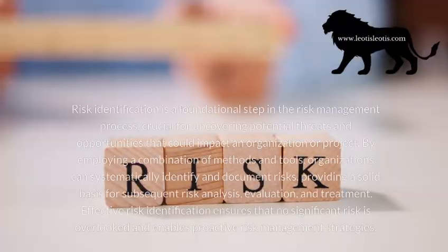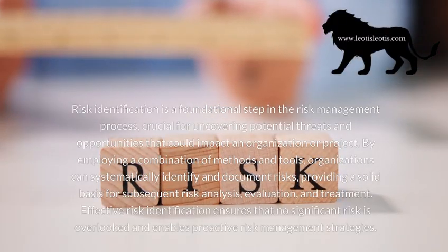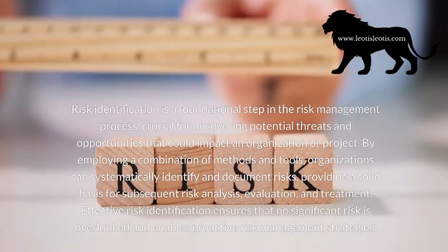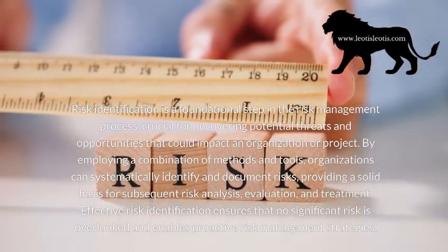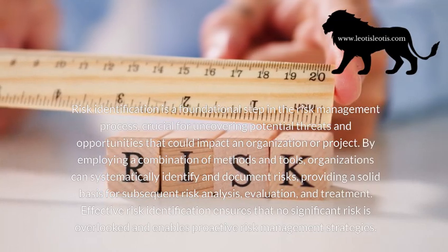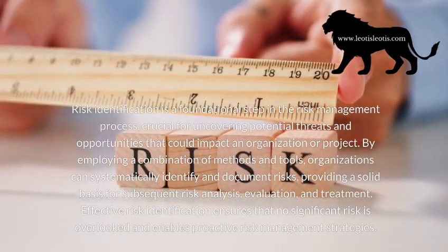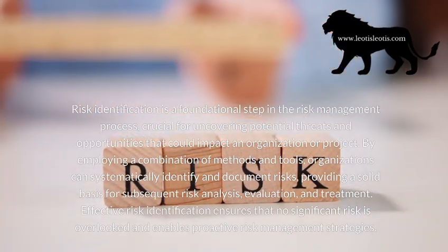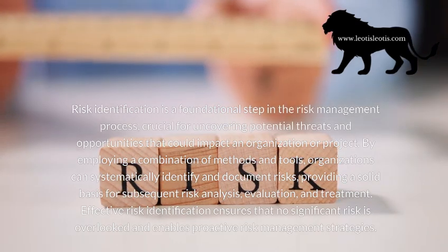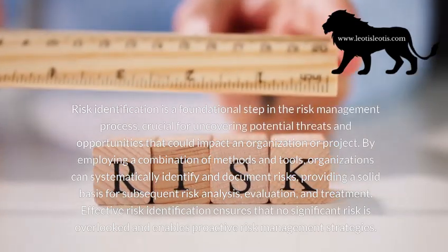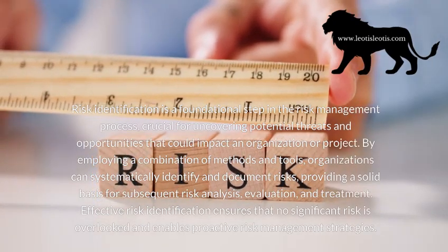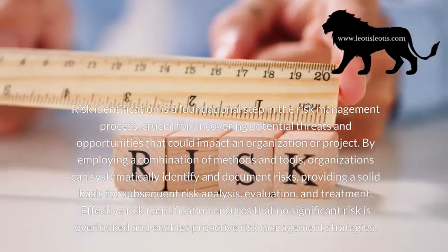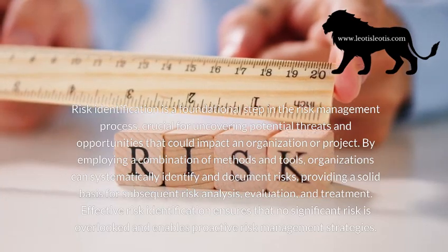Conclusion. Risk identification is a foundational step in the risk management process, crucial for uncovering potential threats and opportunities that could impact an organization or project. By employing a combination of methods and tools, organizations can systematically identify and document risks, providing a solid basis for subsequent risk analysis, evaluation, and treatment. Effective risk identification ensures that no significant risk is overlooked and enables proactive risk management strategies.